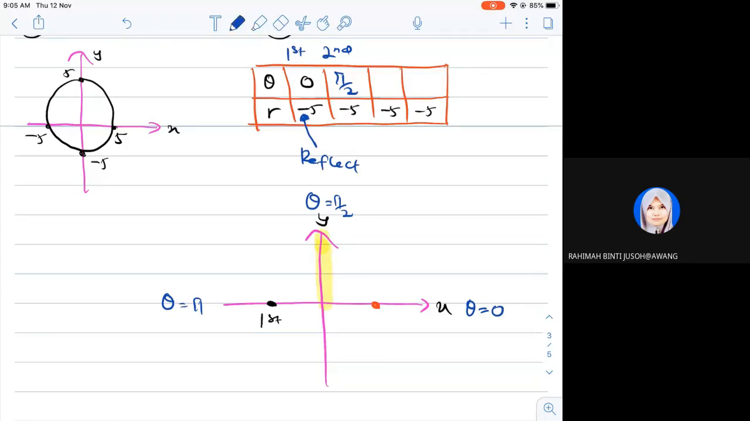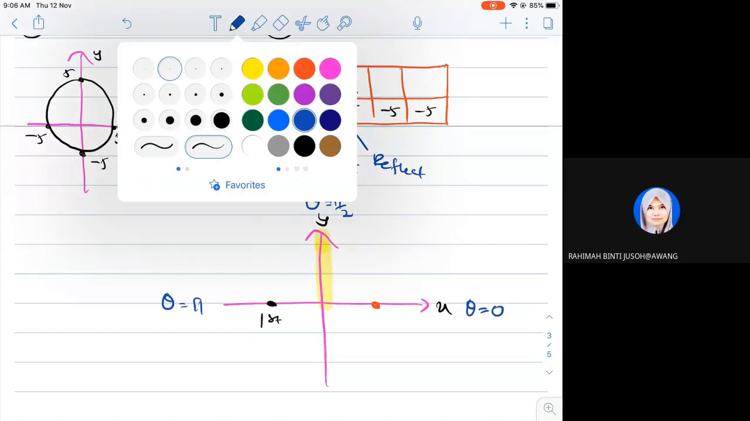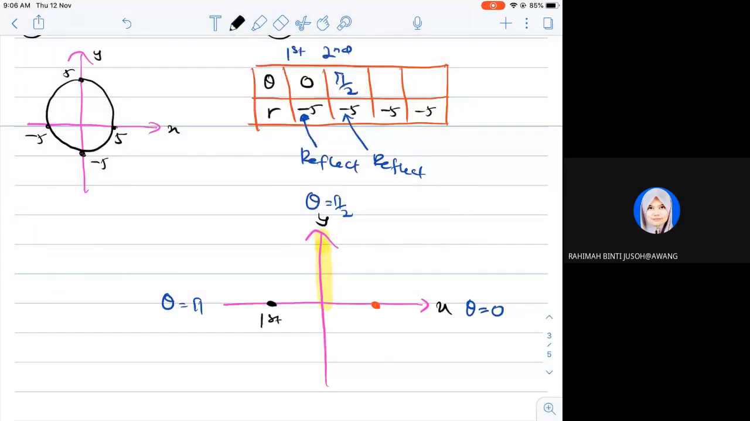However, guys, again we have negative 5, so we need to reflect. Instead of having the coordinate at positive y, we have to reflect this coordinate to the negative y. So we have negative 5 here. This is your second column, second point. Understand the concept of reflection here?